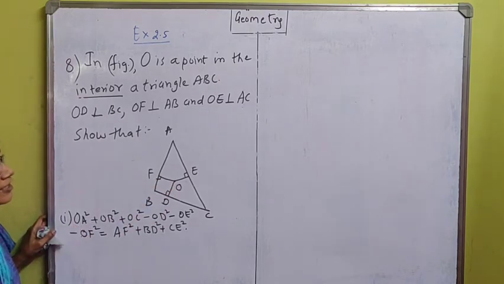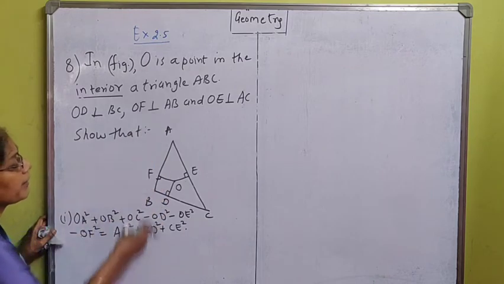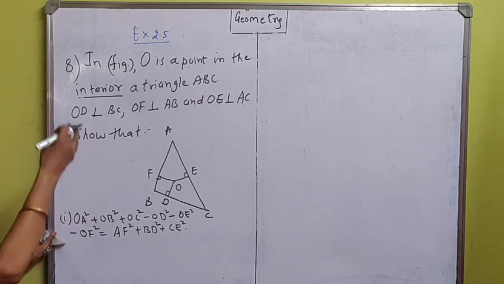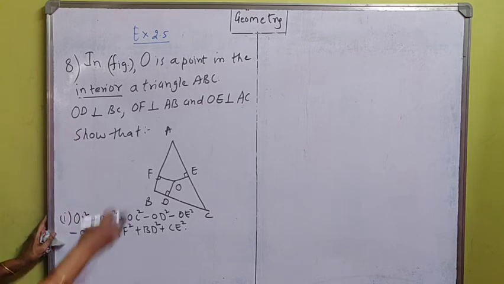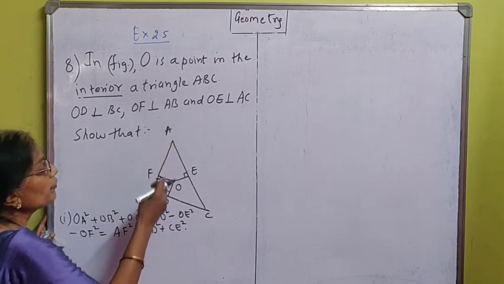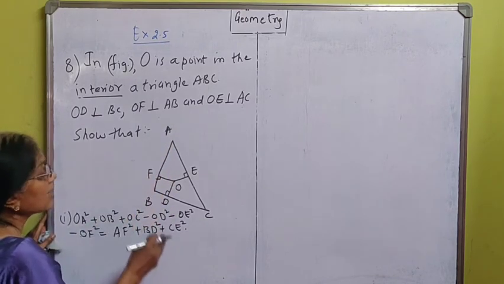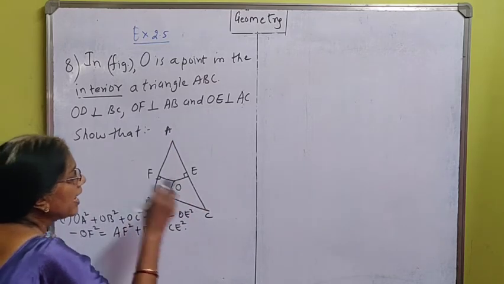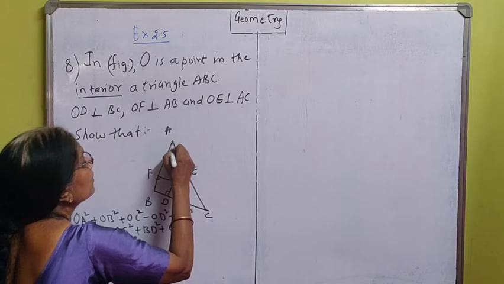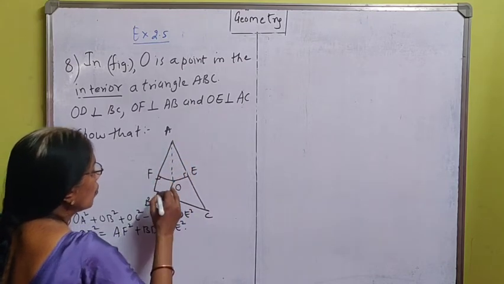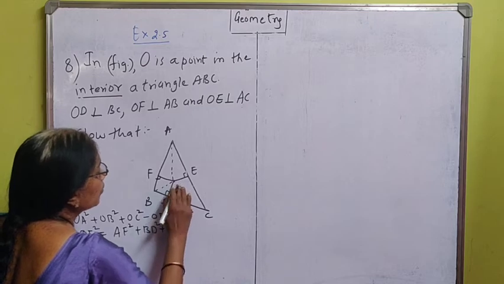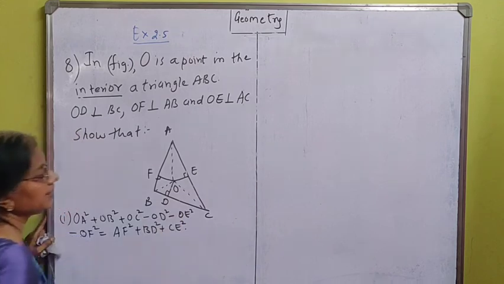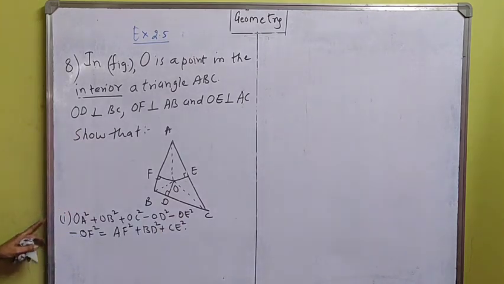He wants OA square. To get OA square, you have to take a right angle triangle. But OA is not joined, so we have to do construction. We have to join OA, join OB and join OC. So I am going to join OA, OB and OC. Okay, now we got it.